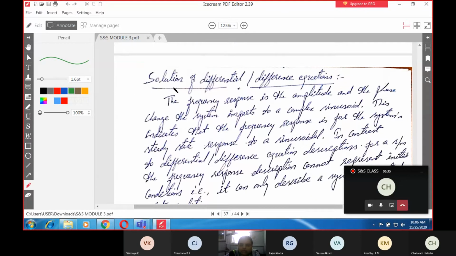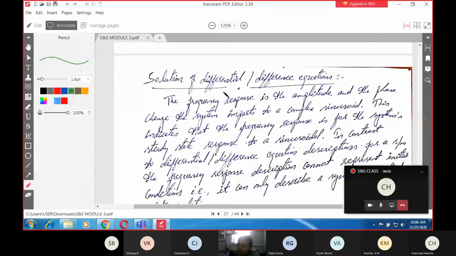Okay. Next is about solution of differential and difference equations. Why is it needed? When we are going to represent the system, it is in terms of a differential equation or a difference equation. Differential is in terms of continuous time, difference is in terms of a discrete time signal. For that reason, it is very important.